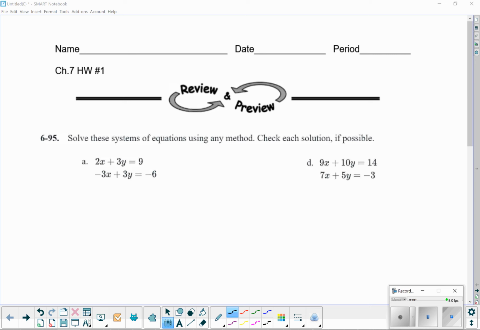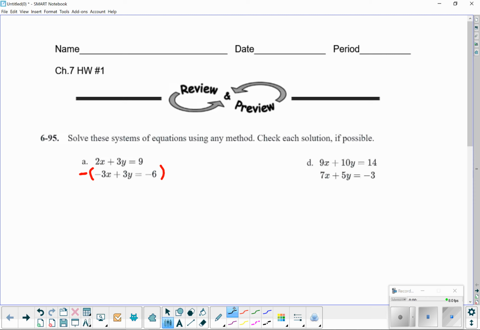All right, let's do this. This is chapter 7, homework number 1, number 95. Solve these systems of equations using any method. So I'm looking here, and it looks like I can probably do this if I just multiply the bottom by negative and use the elimination method.